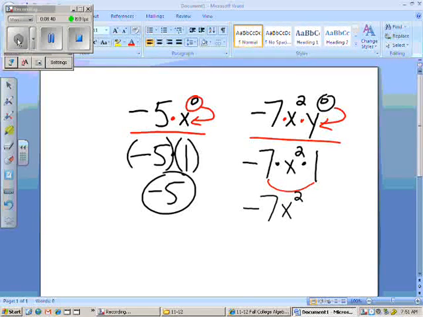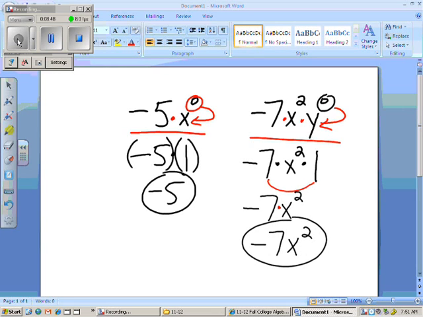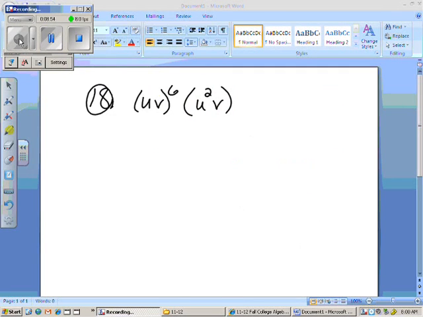And we could put a dot in there if we want to, but that's really just extra writing. So let's just leave it negative 7x squared and call it good. Okay, so remember, the exponent only applies to what's right in front of it. All right, let's pick up at number 18.